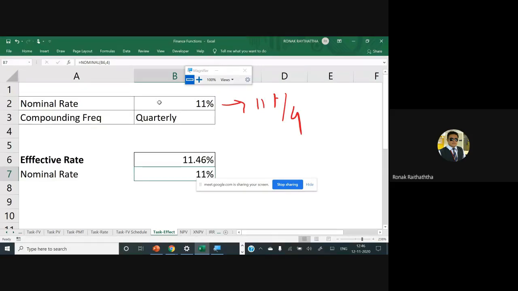And if you have the effective rate, then you can find again the nominal rate by using the NOMINAL function. So say here I want the nominal rate from the effective rate. So how can I do it? Equal to NOMINAL, opening the bracket. Then it asks what is the effective rate. I would say 11.46% is my effective rate. I have selected that cell, comma. Then it asks me what is the number of periods in 1 year, NPERY. So NPERY stands for number of periods in 1 year. It's quarterly, so it would be 4. Closing the bracket, pressing enter, you have got 11% again, nominal rate. Simple.